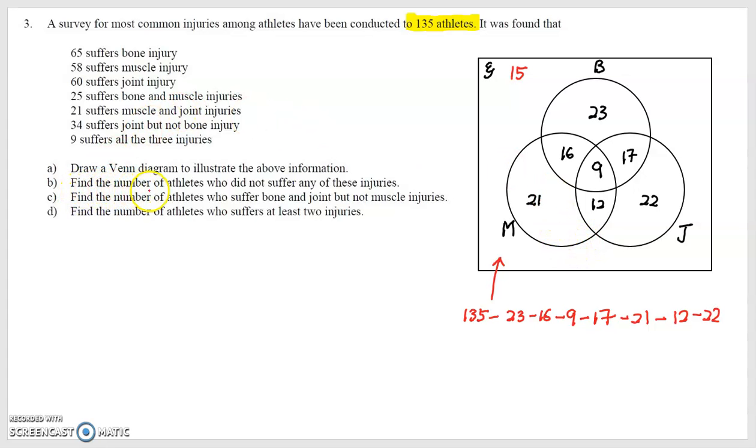Next, find the number of athletes who did not suffer any of these injuries. We already have the calculation, so you can rewrite it if you want. For question B, you can use the total of athletes, which is 135, minus 23 minus 16 minus 9 minus 17 minus 21 minus 12 minus 22. So the answer is 15. This is the answer for question B.